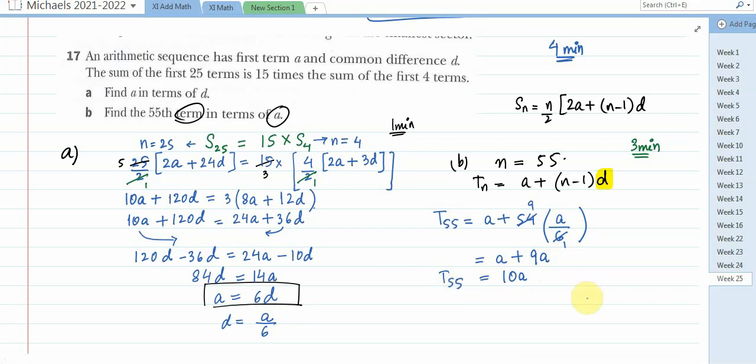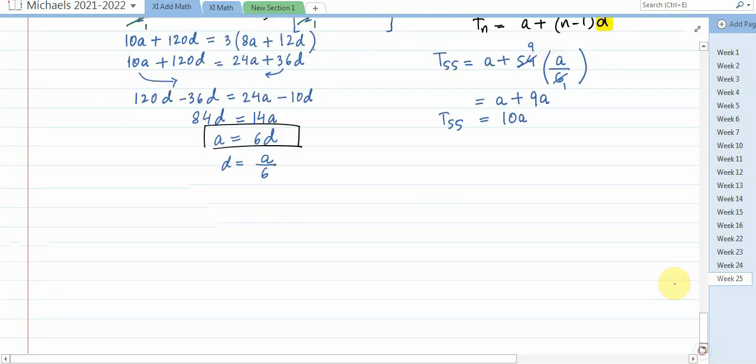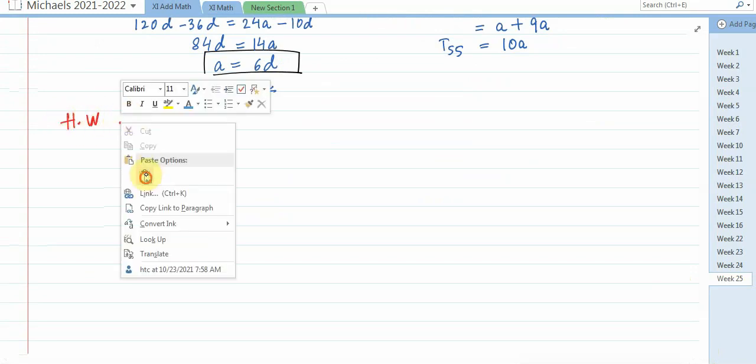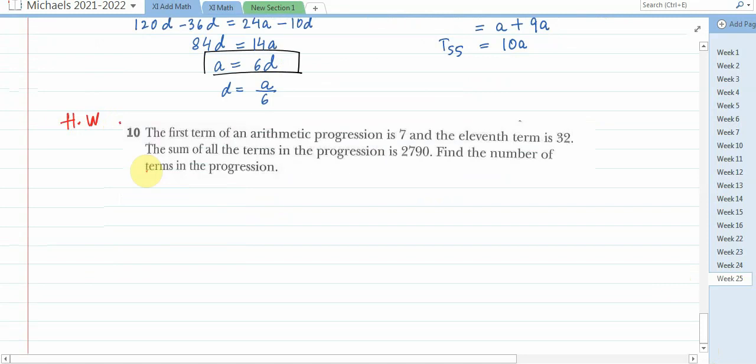I hope that this question is clear to you. And for your homework question, what you need to give it a try, you need to try question number 10. I have pasted here. If you don't have the book, so you can have the look of the question here.